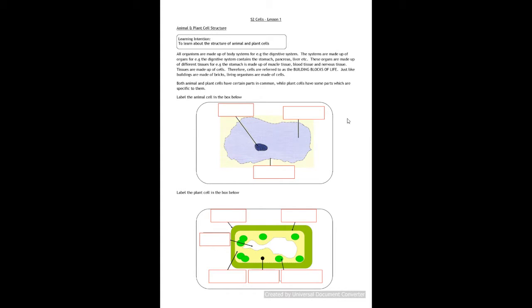So if a cell was a school, the head teacher, Mrs. Brown, would be our nucleus, along with the rest of the senior management team.